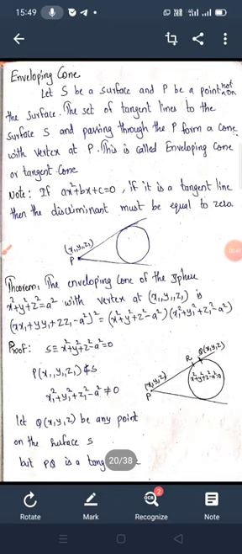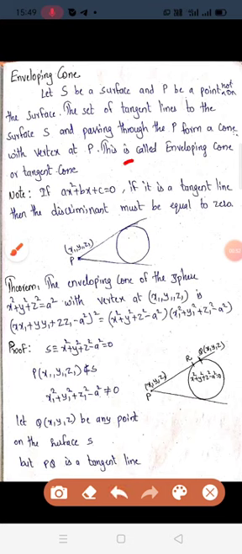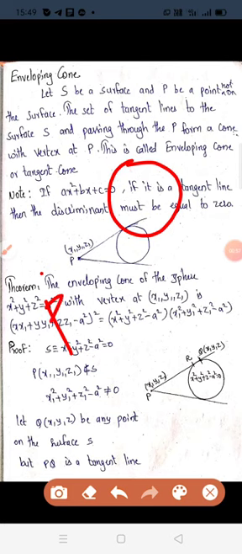Listen, I will explain the definition once again. Let S be any surface and P be any point, but P is not on the surface. Draw the tangent lines to the surface from the point. It forms a cone. This cone is called the enveloping cone or tangent cone.